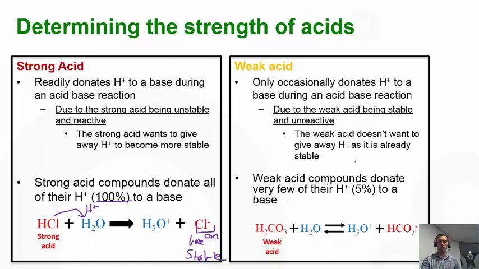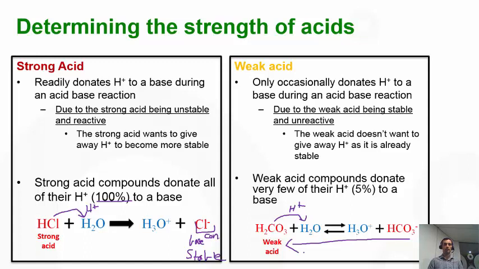we see a reaction here for the weak acid where H2CO3 about 5% of the time will give away its H+ to H2O. But notice now that it's a reversible reaction, so some of the time we'll actually have the products being converted back into the reactants as well. So what do you think are the main differences between a strong acid and a weak acid?